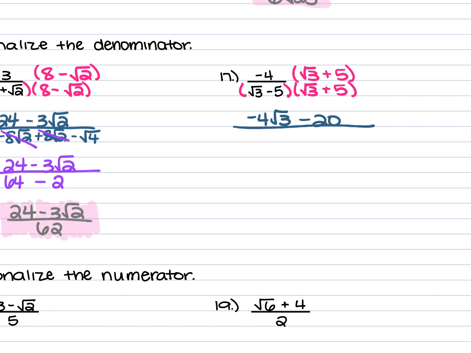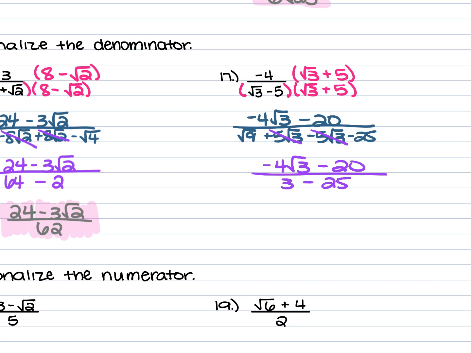In the denominator, the square root of 3 times the square root of 3, the square root of 9. Square root 3 times 5 is 5 square root 3. Negative 5 times the square root of 3 is negative 5 square root 3. Negative 5 times 5 is negative 25. From here, simplify. Up top, keep it the negative 4 square root 3 minus 20. On the bottom, those 5 square root 3's are opposites, so they cancel. The square root of 9 is 3 minus 25.